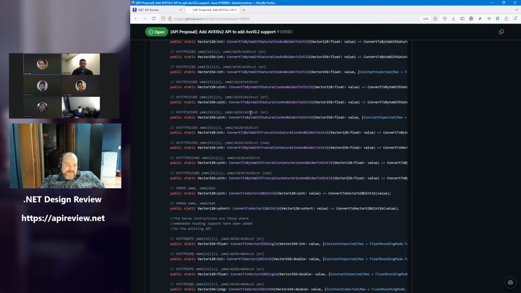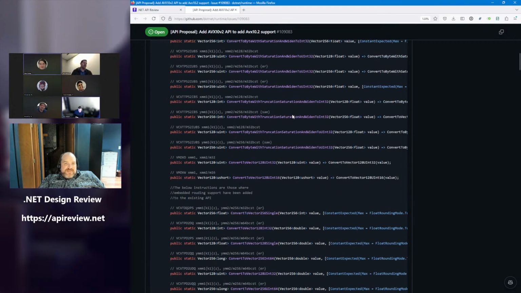There's a compressed form, but yes, functional. Fair enough. And it kind of depends on the encoding, if you're using EVEX versus VEX versus the legacy encoding.